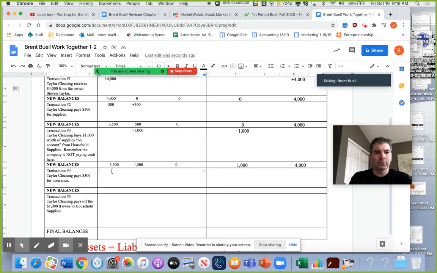So if we screw up something when we're cleaning somebody's house, we scratch their TV or whatever, we need insurance. So we're going to pay $300 for that. Again, it doesn't say cash, but you assume if it just says pays 300, you assume it's cash. So we lost 300 in cash in this transaction, minus 300 for insurance. And then it literally says for insurance, which is the third column over.